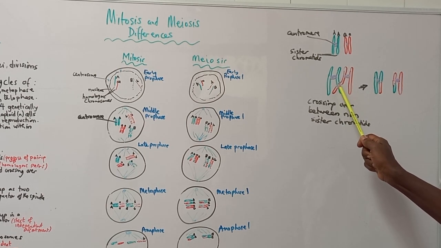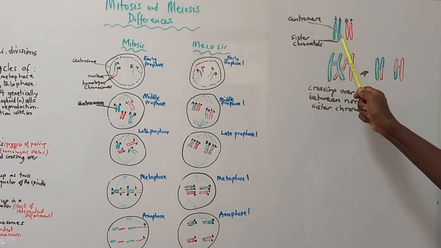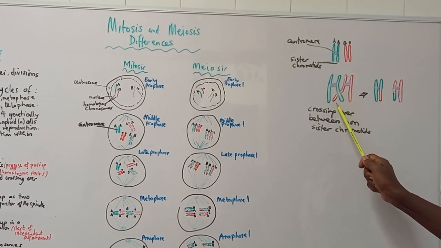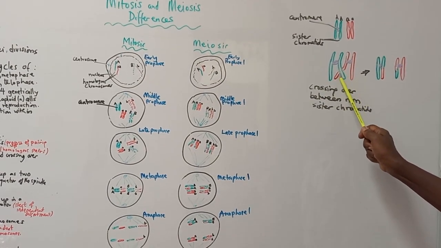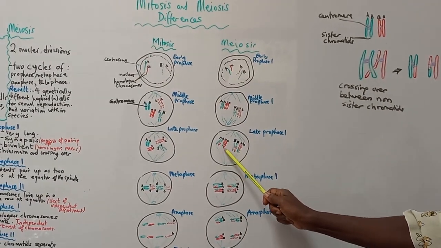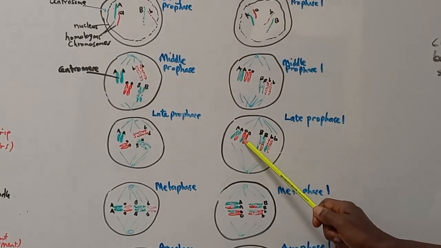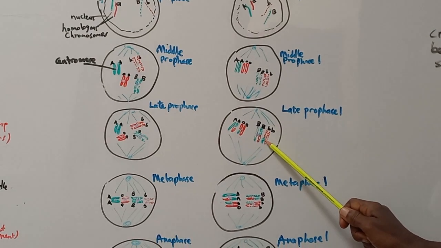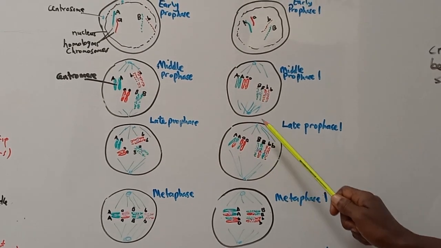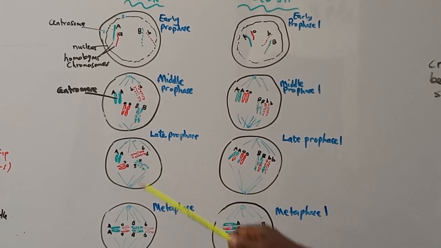And any genes on this part will be exchanged. A gene here will get into here and a gene here will get there. That's how genes are mixed up through crossing over between non-sister chromatids of homologous chromosomes. So the crossing over is between homologous chromosomes. It will not take place between one chromosome and a non-homologous one, and it's between non-sister chromatids. That is what happens in meiosis. It doesn't happen in mitosis.